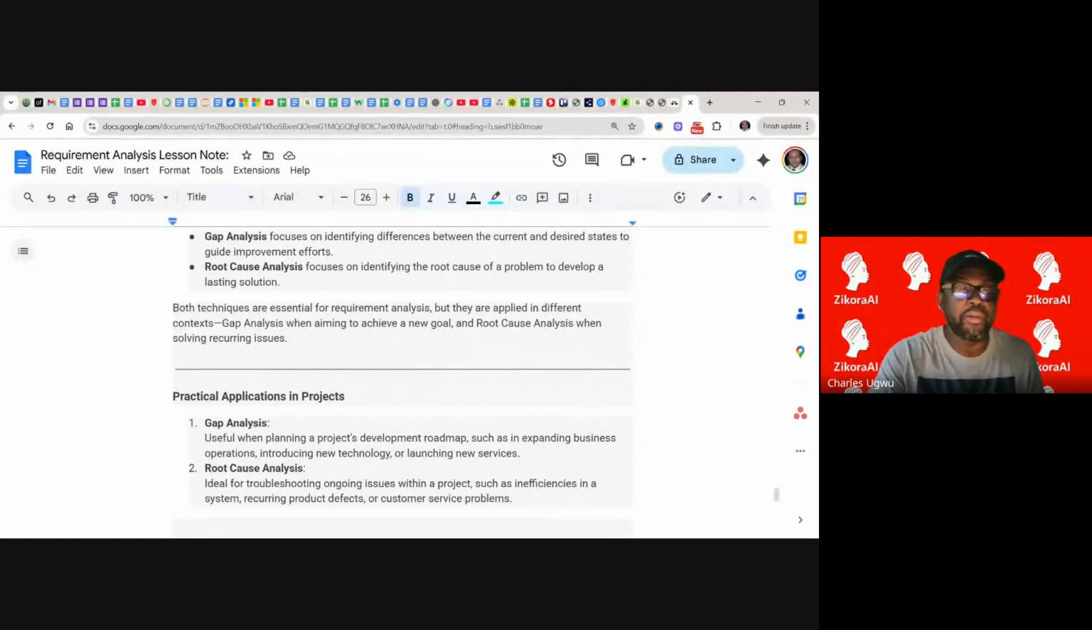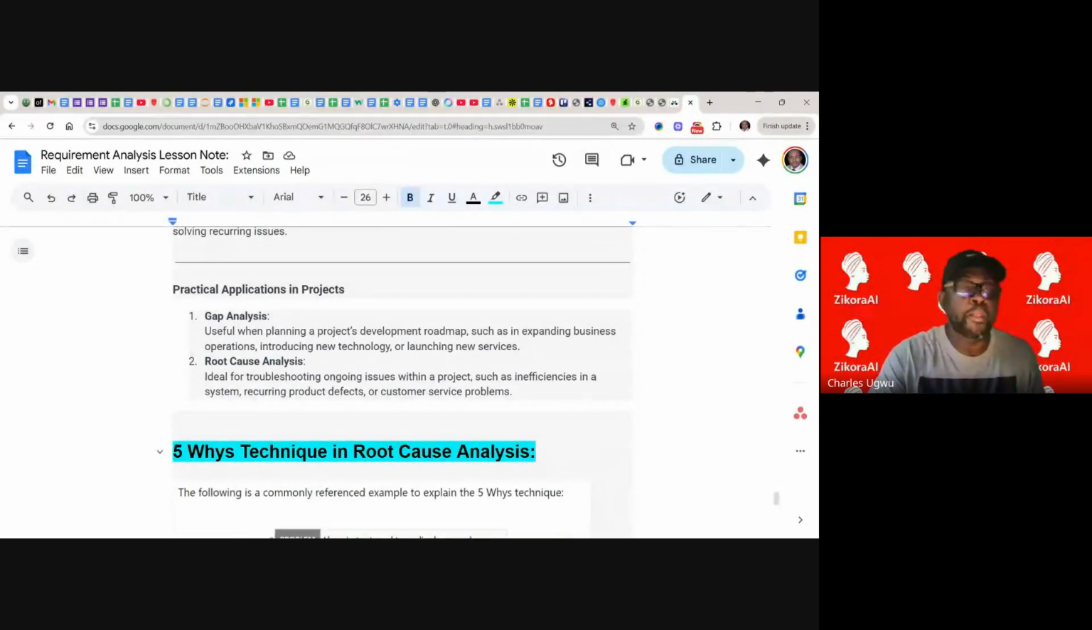Practical applications. Gap analysis is useful when planning a project's development roadmap, such as expanding business operations, introducing new technology, or launching new services. Root cause analysis is ideal for troubleshooting ongoing issues within a project, such as inefficiencies in a system, recurring product defects, or customer service problems.